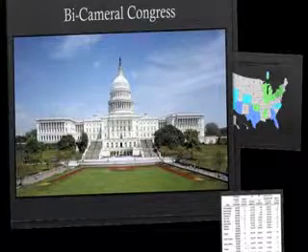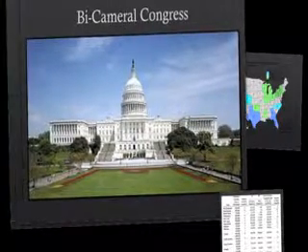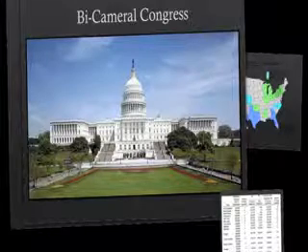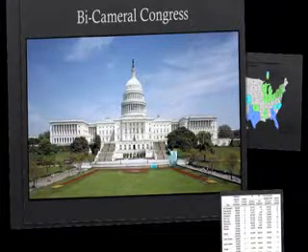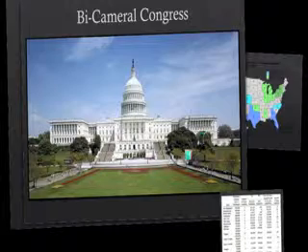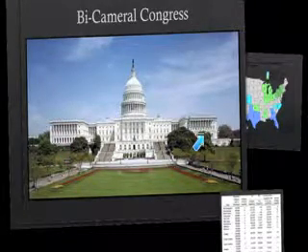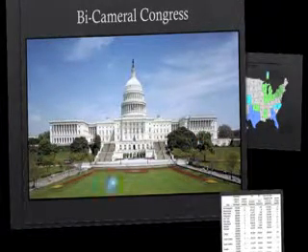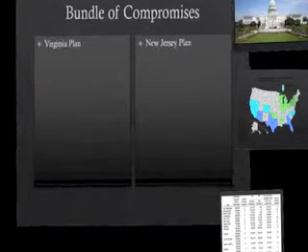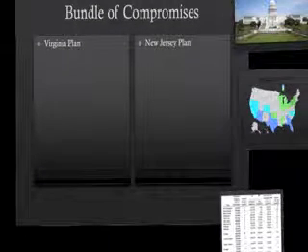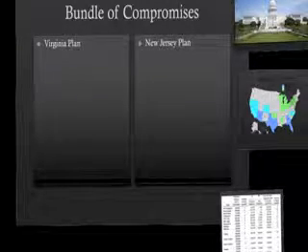This is a picture of today's Congress. A bicameral Congress, meaning you have 2 houses, a Senate and a House of Representatives. So this is Congress today. Now the 2 houses: the Virginia plan was based on population, and the New Jersey plan was based on each state having equal representation.